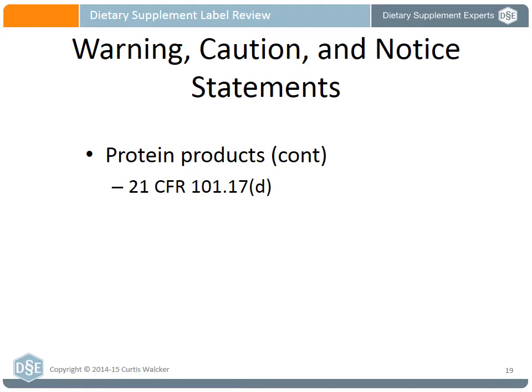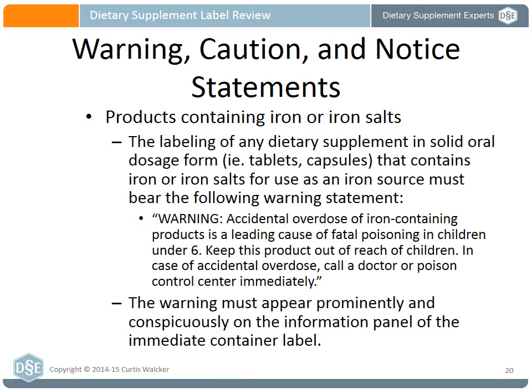The warning and notice statements for protein products can be found in the food labeling regulations under 21 CFR 101.17D. A web link to this and all of the regulations for this training will be included at the end of this video. The next warning statement is for products containing iron or iron salts.